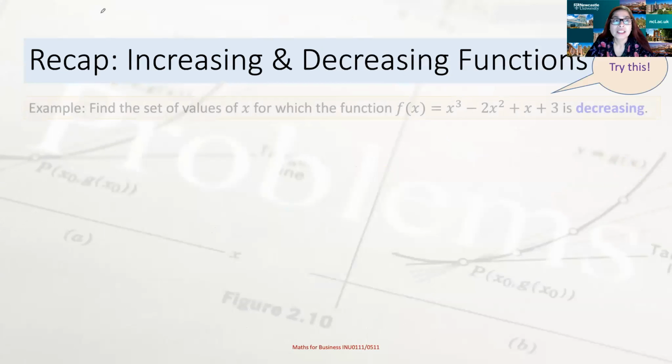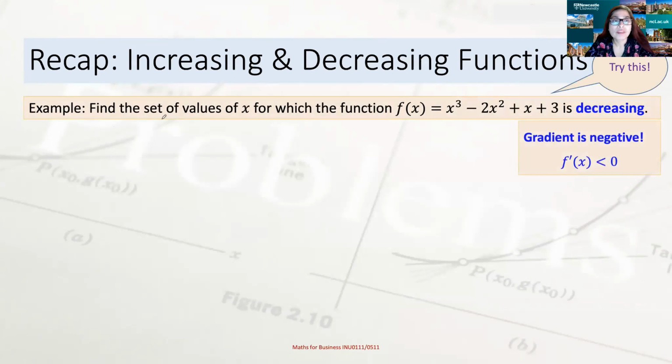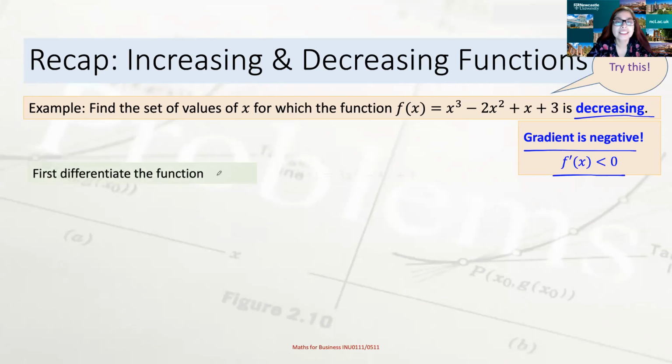Okay. So let's take an example now. Find the set of values of x for which the function is decreasing. So the question says you have to find the set of values of x. That is, you have to find the set of points where the function is decreasing. That means the gradient is negative. That means the first derivative should be less than 0. So we are given f of x. Now, first step would be to find the first derivative. So let's first differentiate the function.